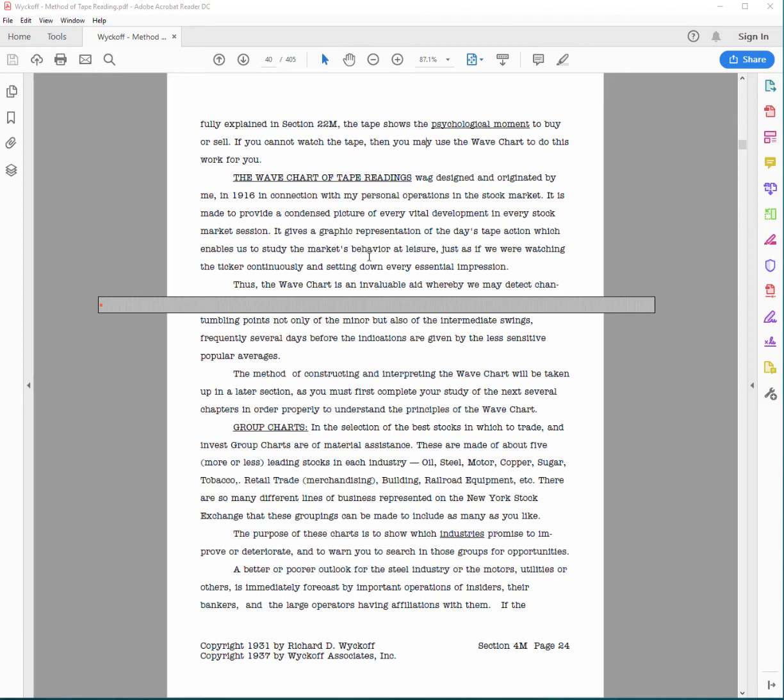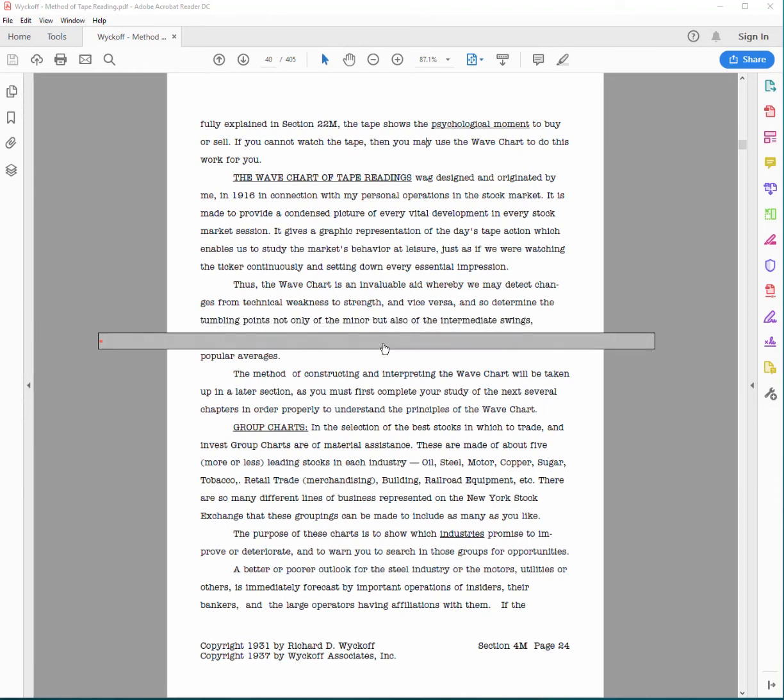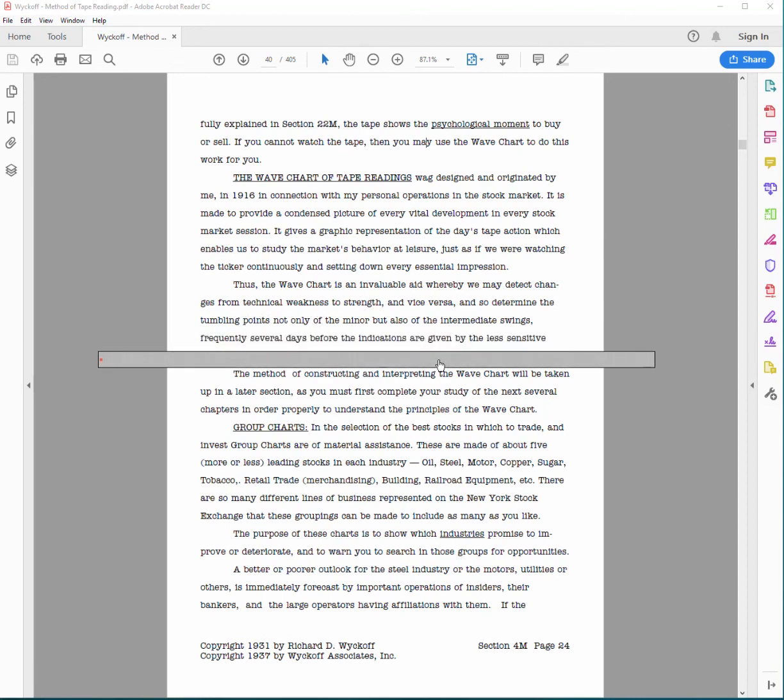This is a whole thing on the wave chart. We're going to do an extensive amount of wave chart later on. I know this pretty good, and here he says the wave chart is invaluable to determine the turning points, not tumbling points, of the swings.